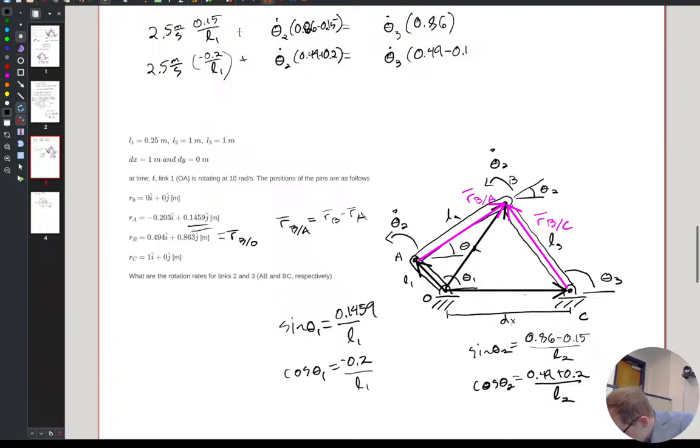So sine theta 3 is just 0.863 over L3, but that's 1, so that's why you didn't write it. Wait, did we skip some steps? So I was trying to say 1. Yeah, that's right. So 0.86 minus 1. So it should end up negative since theta 3 is in quadrant 2.